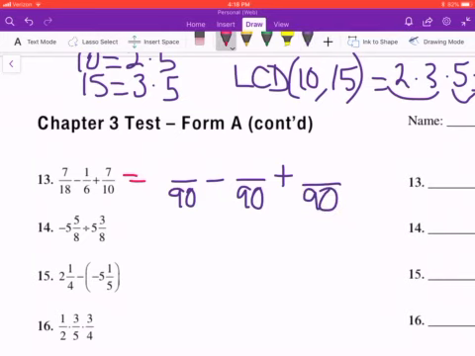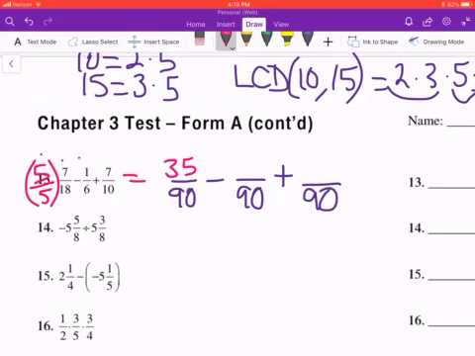And so for our first fraction, for that 18 to turn into a 90, we could divide 90 by 18, and that would give us 5. So we need to multiply by 5 over 5. So 5 times 7 is 35.